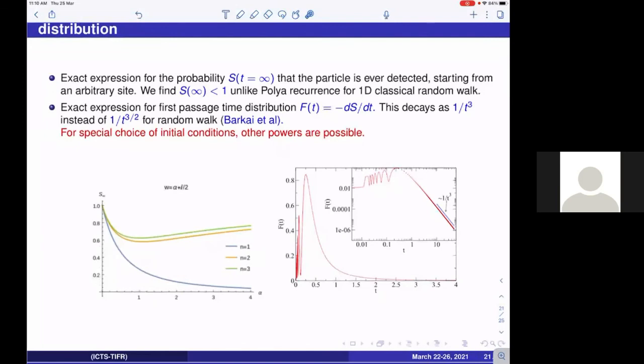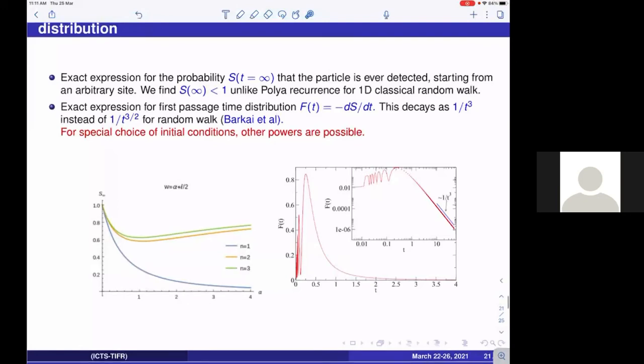These are some numerical results showing how the survival probability decays with the coupling to the detector. This depends on which site you start from. If you start from the site just next to the detector, then this probability decays with the detector strength. But if you start from a site which is far off, then both large alpha and small alpha give you the Zeno limit. This is again a bit counterintuitive. And this is some numerics showing how the probability distribution looks, and this 1 by t cubed decay law that can be obtained analytically.